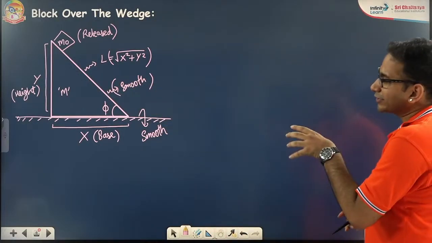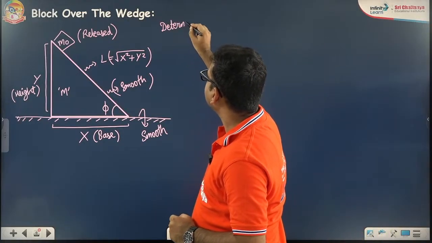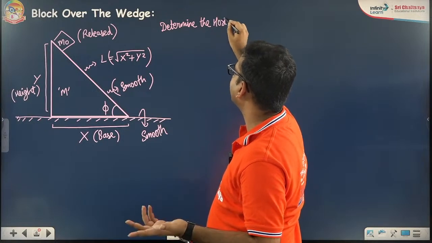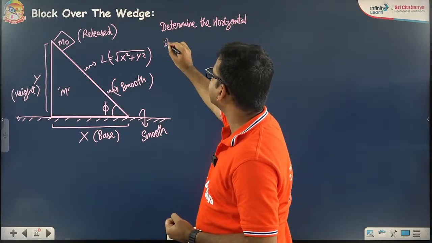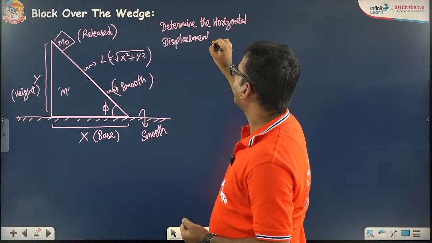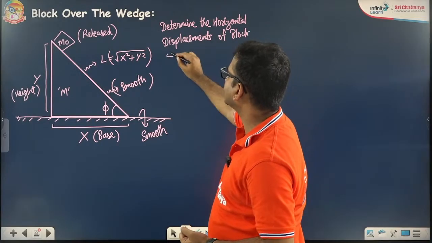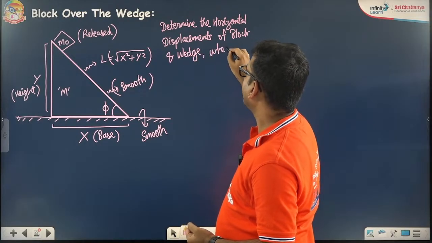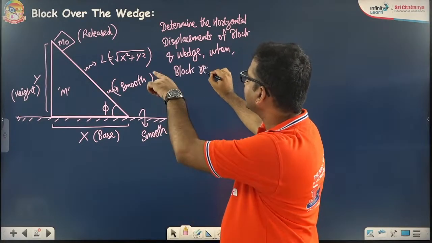So the question is, determine the horizontal displacements of block and wedge when the block reaches the bottom. Because you can't do that in the vertical, right? So you have released it from there.